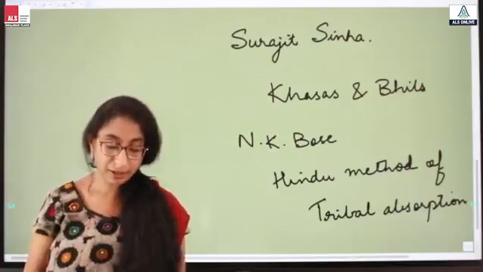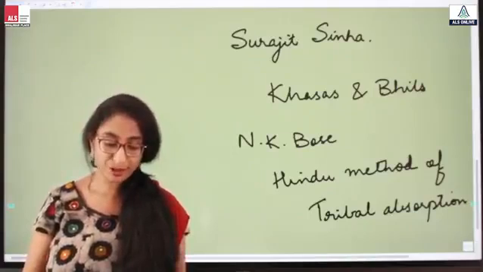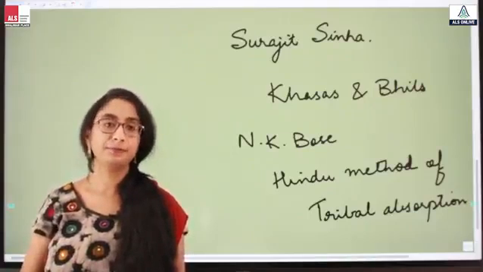So what are they? First is, marriage within the clan is forbidden both in the tribe as well as in the caste.